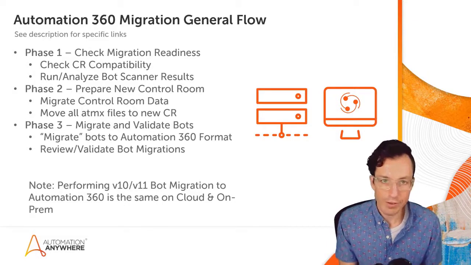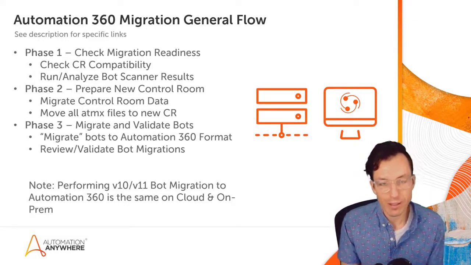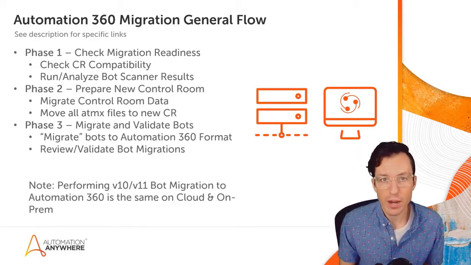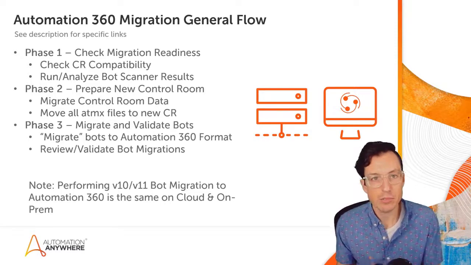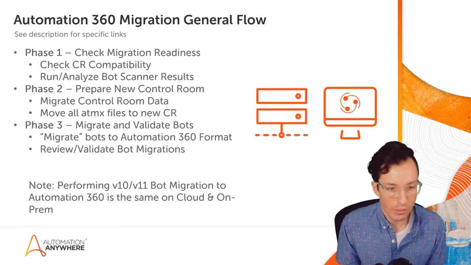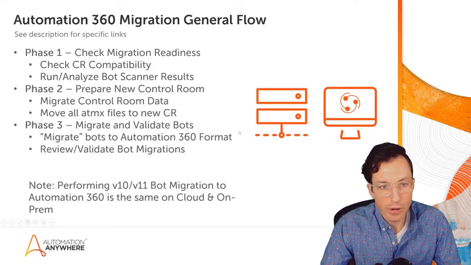The objective here is that we want to perform that migration, and then we want to review and validate those bot migrations. I want to show you a couple of tips on things to look out for as we're doing those migrations, things we want to look at as we're testing, and some general comparisons to what we would have done in version 11 versus what we have in Automation 360. So let's go ahead and jump right in.